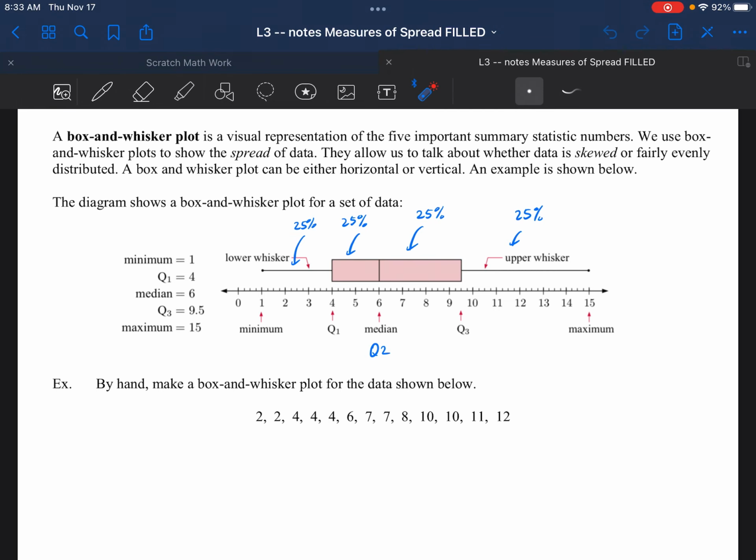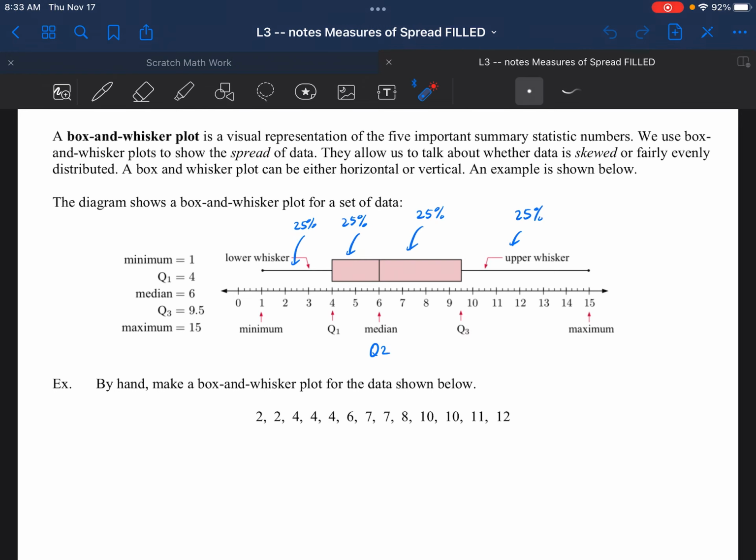So we were talking before about this idea of a box and whisker plot. This is the new concept for today. You can read what it says. It basically displays the 5 important summary stats in it. And again, those are the min, Q1, the median, which is the same as Q2, Q3, and the max.